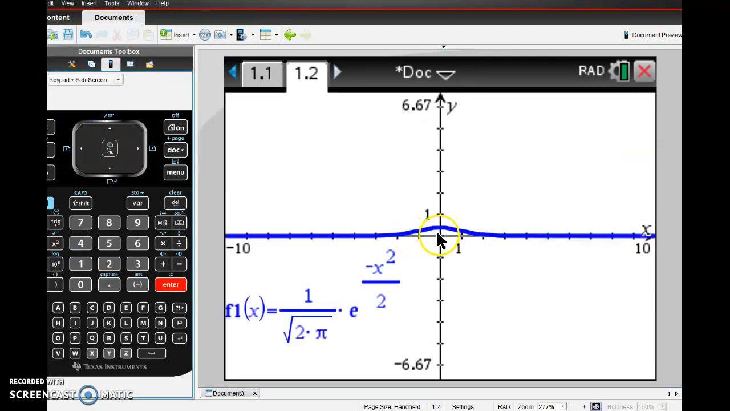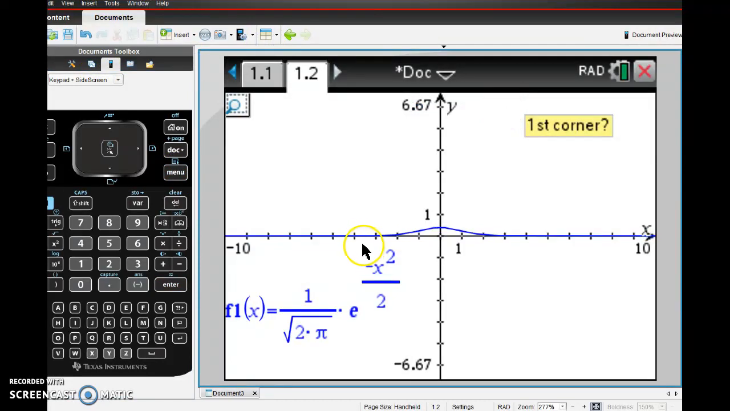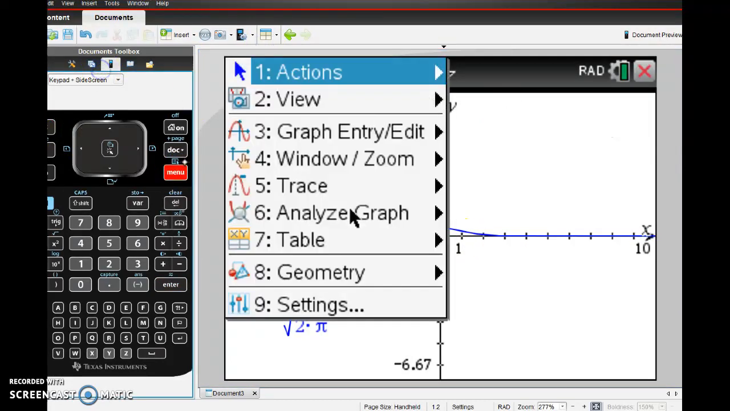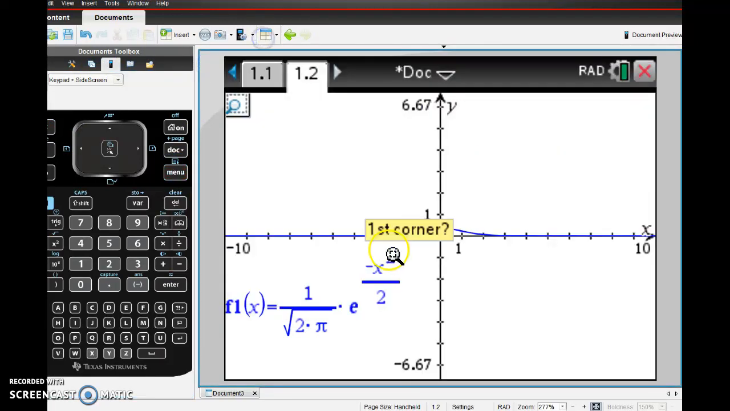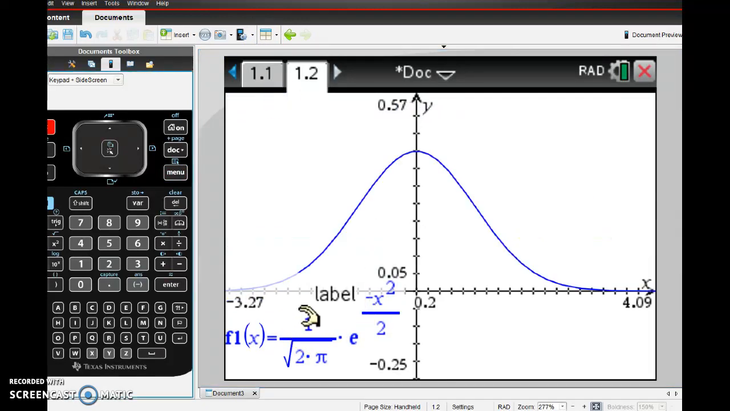Can't see it real well because it's so low, but the reason it's low is because the area from negative infinity to positive infinity under that thing is exactly equal to 1. So let's do a zoom box around it. Oops, what'd I do? Menu, zoom box. Let's go from about right there to maybe about right there. Escape. Okay.